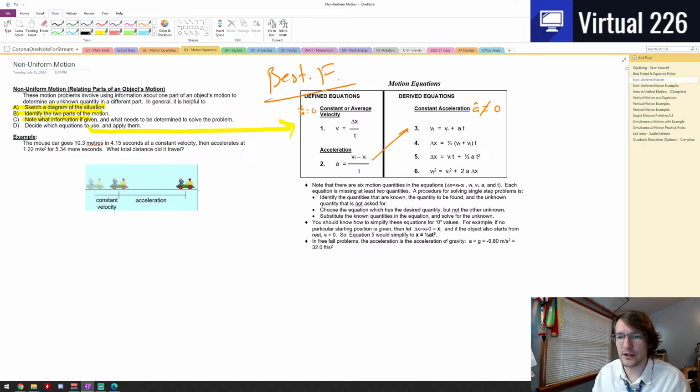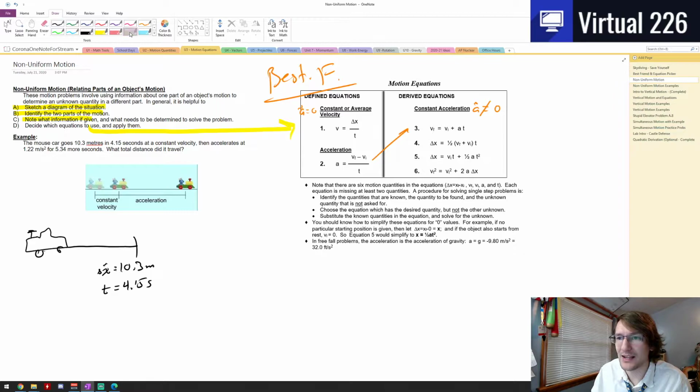So what's going on here is we've got a little picture, and if you want to draw one, you can draw one as simply as this. Here goes a poor drawing. It's a car. Here's the little key in the back. And it goes 10.3 meters. So this is 10.3 meters, this is a delta x. And it does this in a time of 4.15 seconds. And it's moving at a constant velocity.